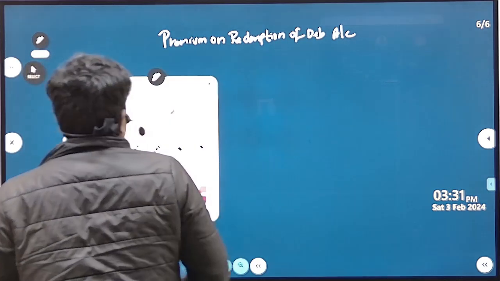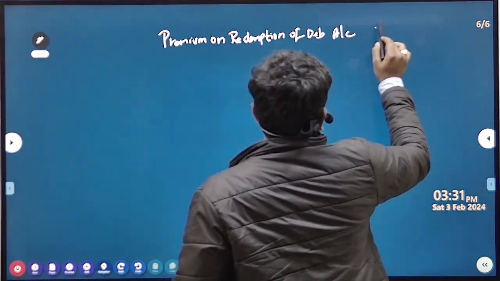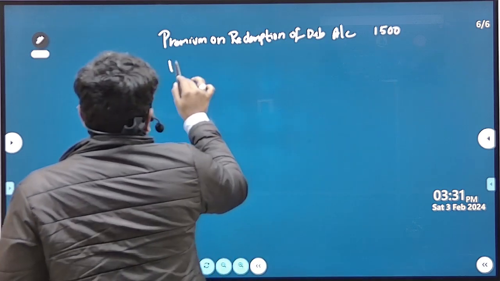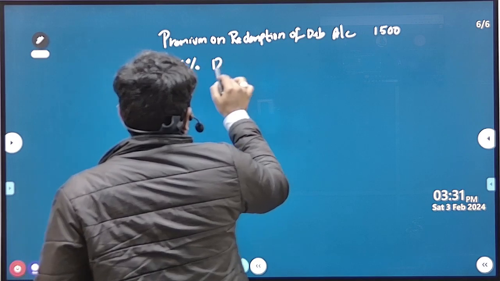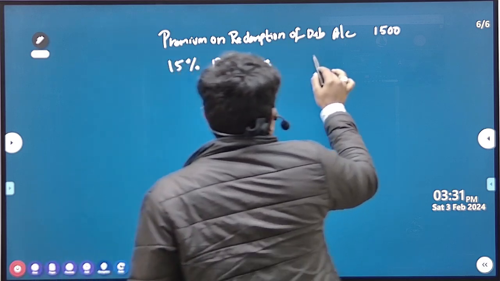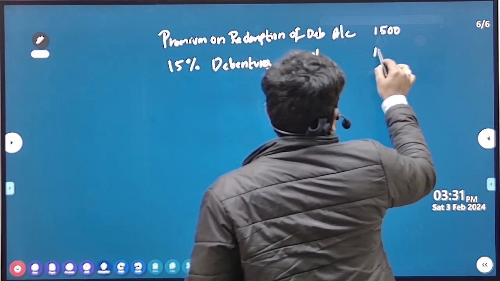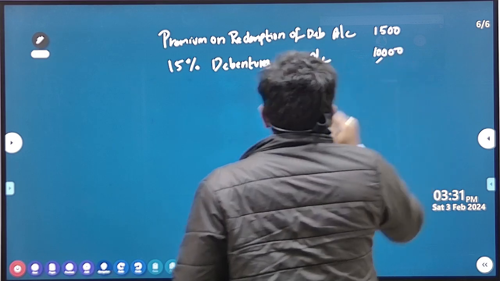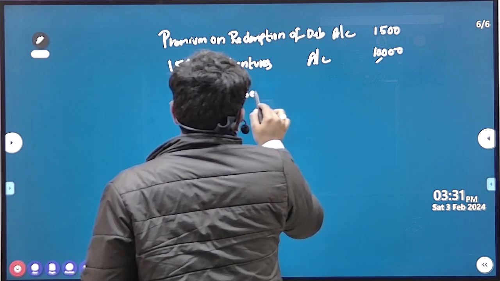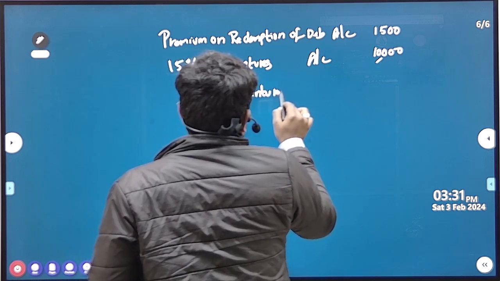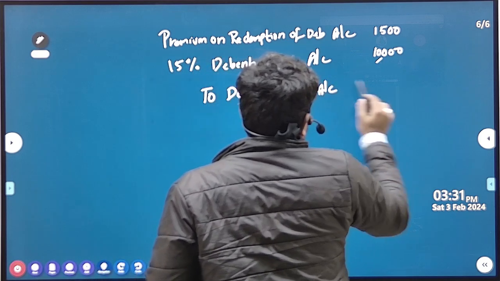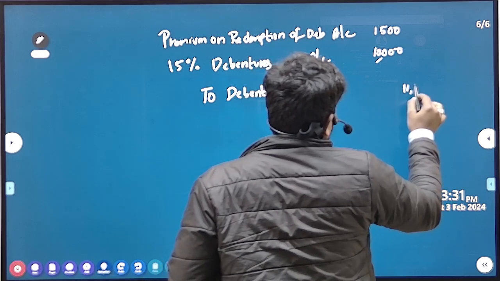One second. Premium only, I am telling 1500. 15% debentures account, this is 10,000, to debenture holders. What is this? Debenture holders account, which is 11,500.